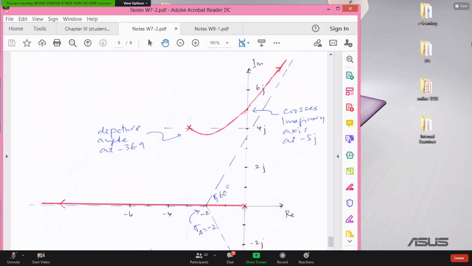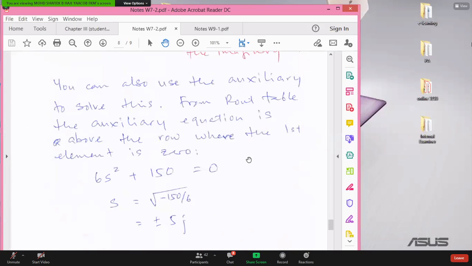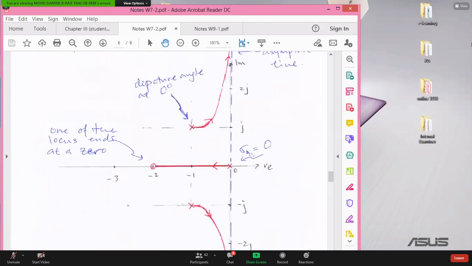But before we go there, is there any question that you want to ask? You can type your question in the chat box, or you can unmute yourself and ask your question verbally. Can you repeat on the departure angle? The departure angle. All right.